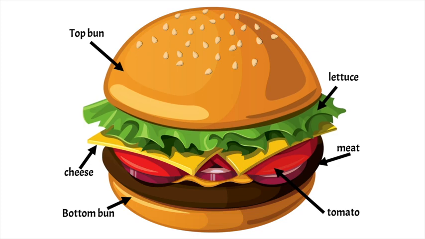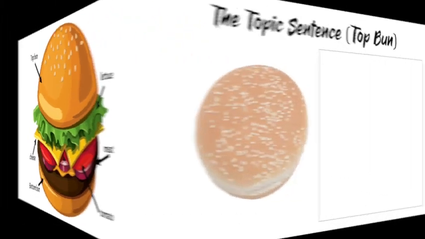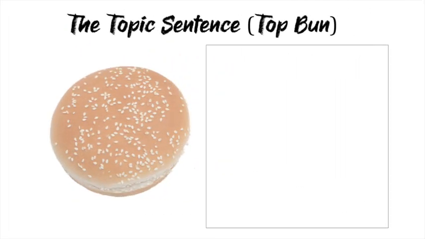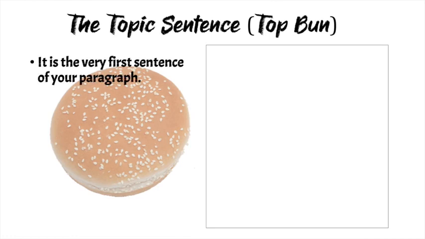Yes, that's right. We have a top bun. We have the lettuce. We have cheese, tomato, meat, and then the bottom bun. Now, the topic sentence. That's the top bun. Well, it is the very first sentence of your paragraph.